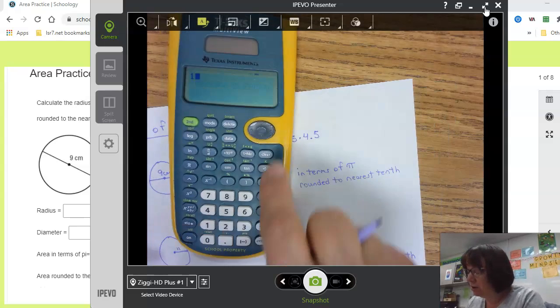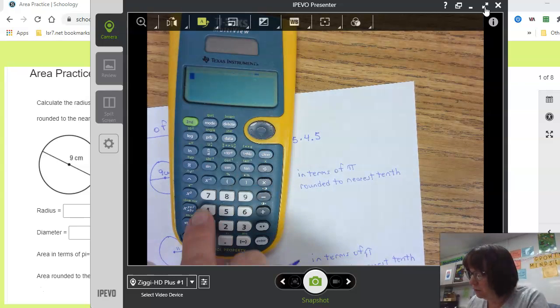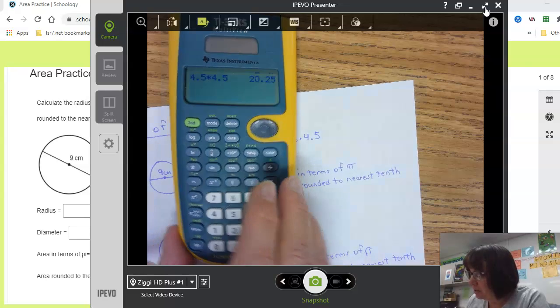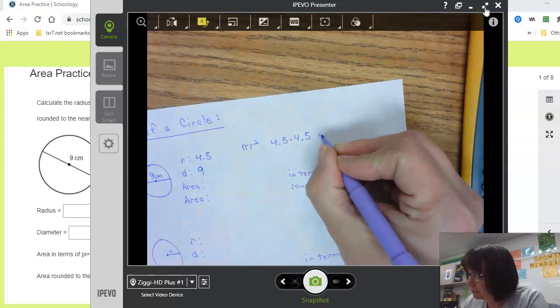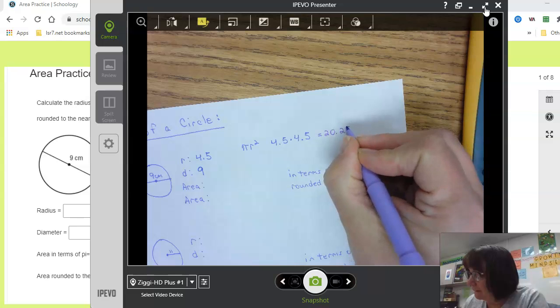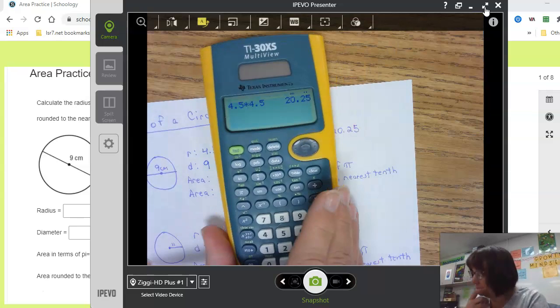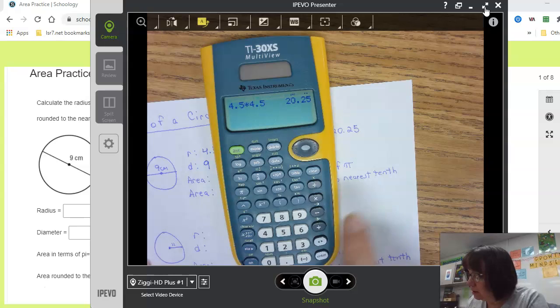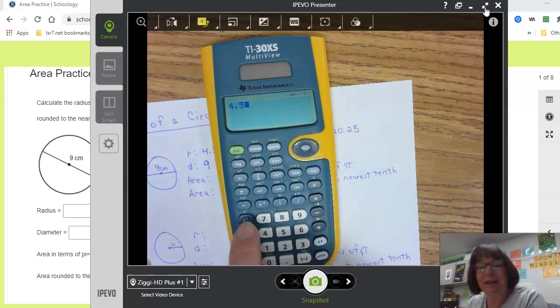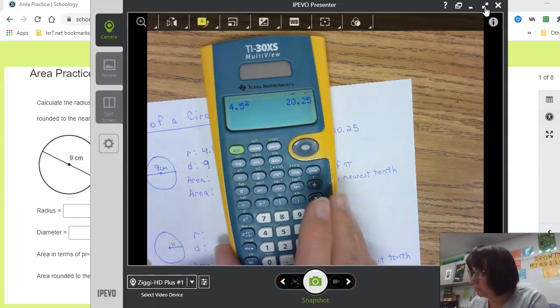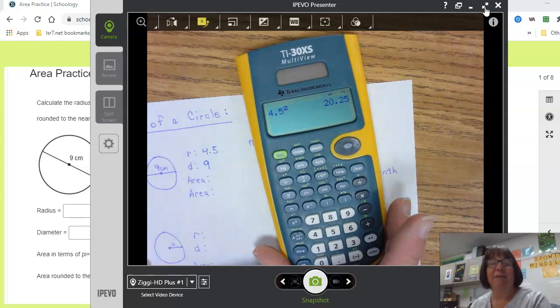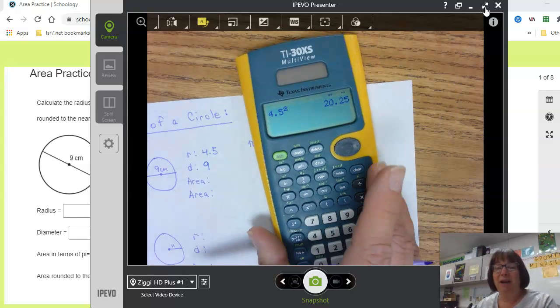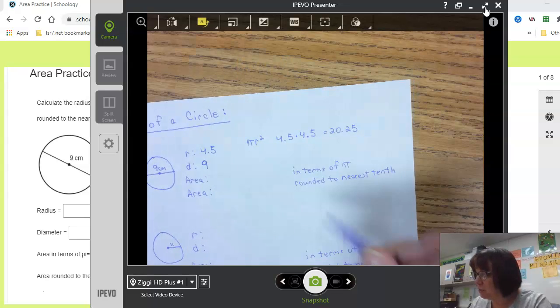In your calculator, there's two different ways to do this. You can do 4.5 times 4.5. You get 20.25. Or you can do 4.5 and hit this x squared button. That squares any number. And I got 20.25. It was the same thing, okay? So either 4.5 times 4.5 or 4.5 squared.